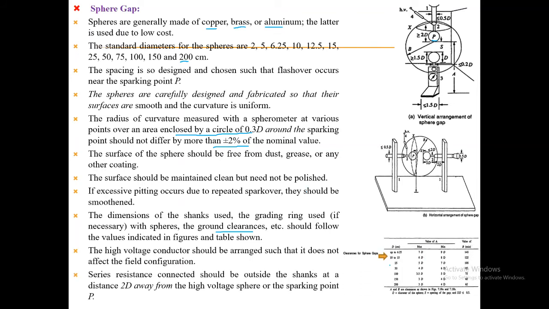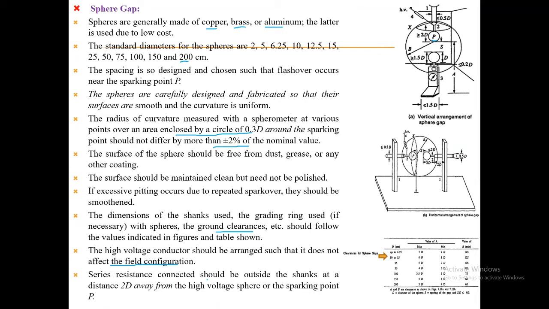So here you can see this table. Okay, the clearance for the sphere gap. So here the D is given. Okay, the value of A, maximum and minimum value is given, and value of B, that is minimum value, is given. The high voltage conductor should be arranged such that it does not affect the field configuration.